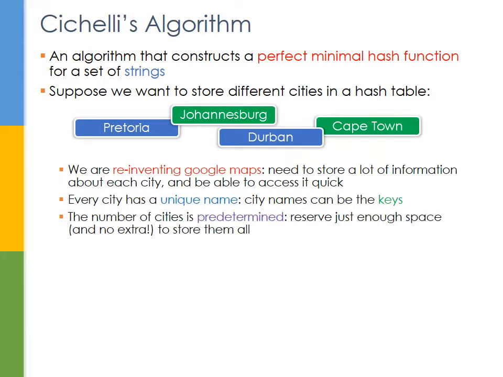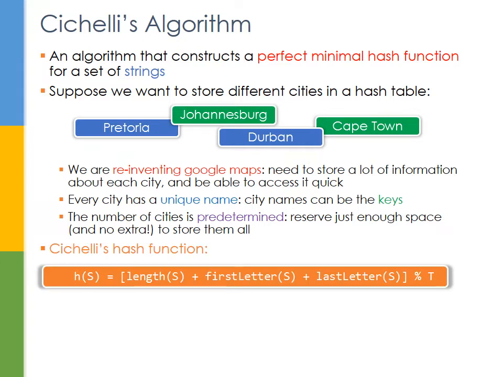And then the greatest thing about cities is that their number is predetermined. We know exactly what cities they are, we know exactly how many they are. So we can plan for this. And so we shall. So here is the Cichelli's hash function that we are going to design.